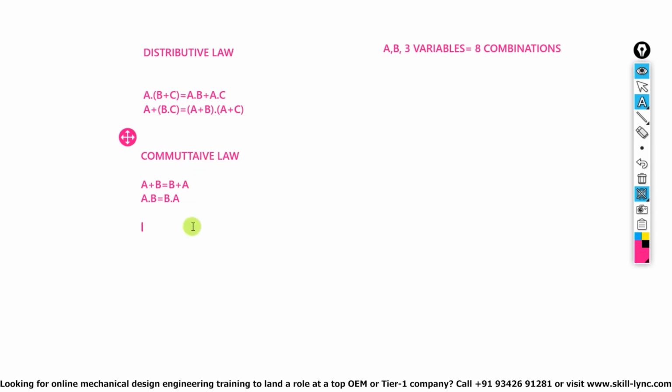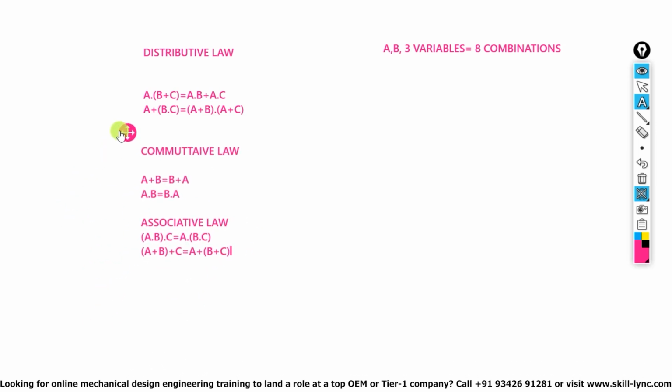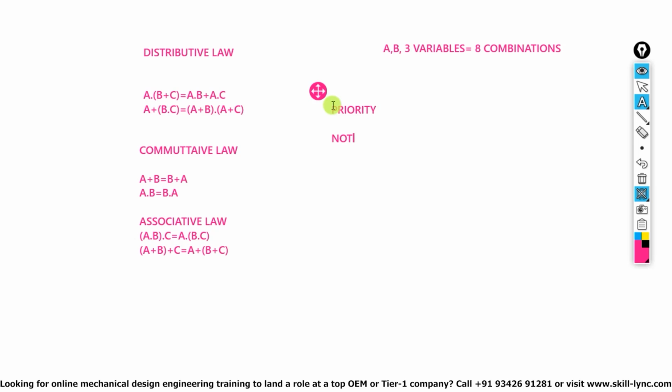Okay, after it, next is associative law. Associative law is: A dot (B dot C) equals (A dot B) dot C, or you can write A plus (B plus C) equals (A plus B) plus C. This is the associative law. If you are having a Boolean expression, what is the priority? The priority is first the NOT gate you will solve, then AND, then OR. This is the priority.